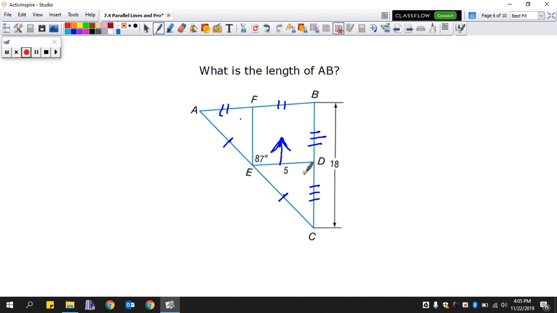So we know that ED is 5, so 5 is half of what? We know that the midsegment is half of the length of the side it's parallel to. So AB has to be equal to 10, because 5 is half of 10.